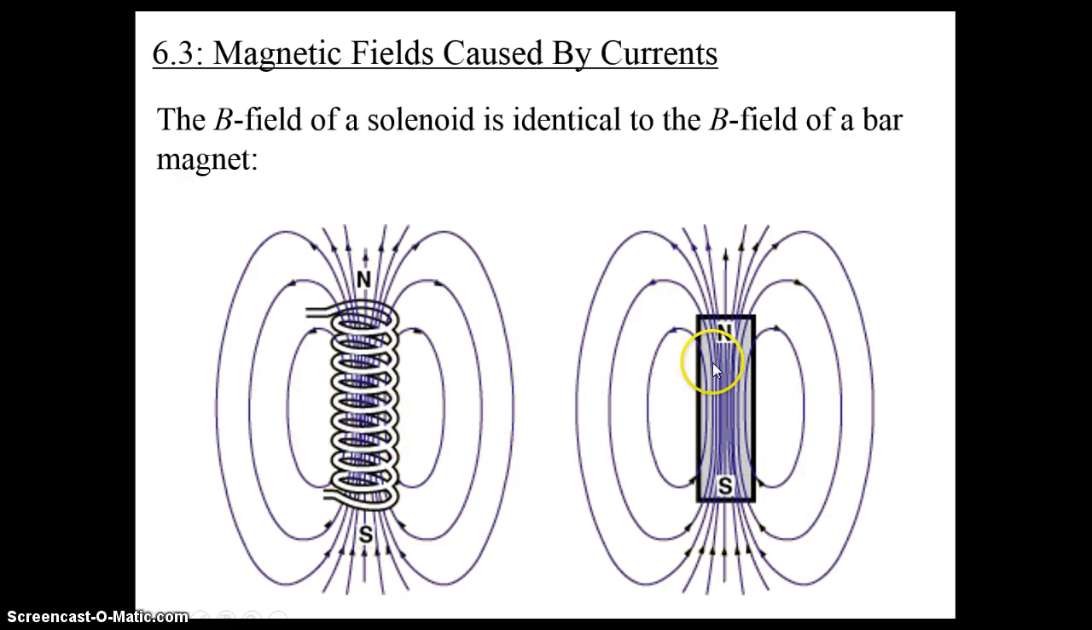They're almost identical. So just like a bar magnet has north and south, this sort of has north and south. South is where the current starts, the positive current. North is where the positive current leaves the solenoid. South is where it enters, down here.